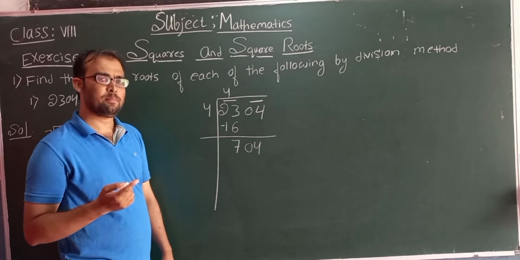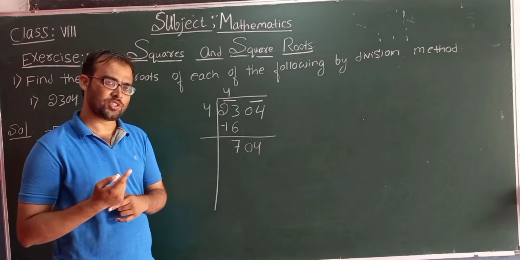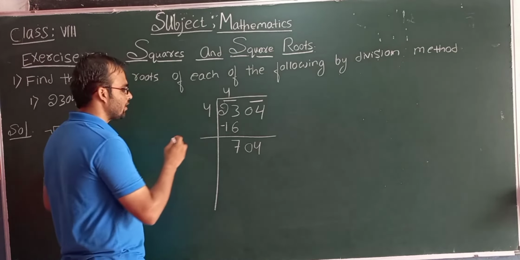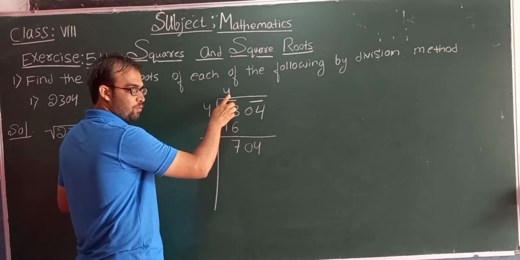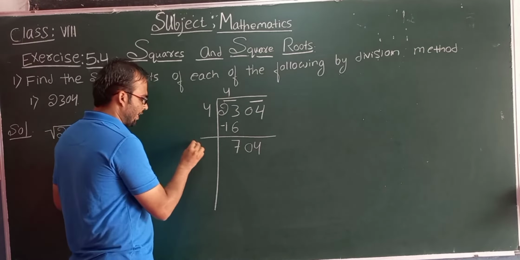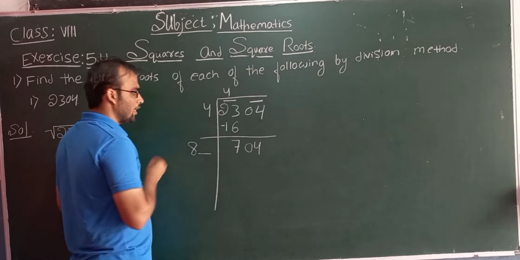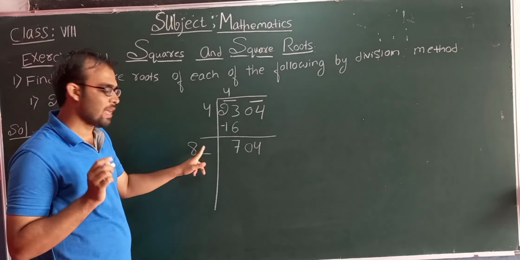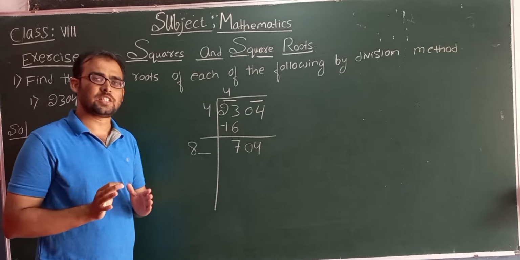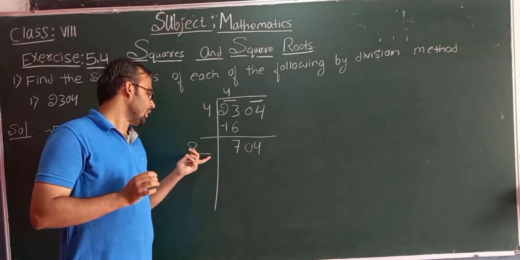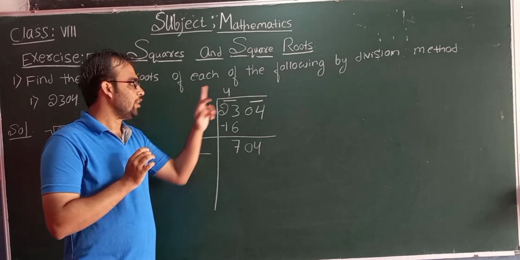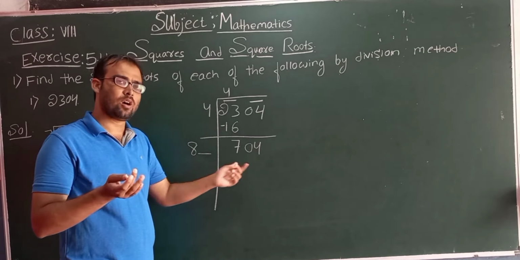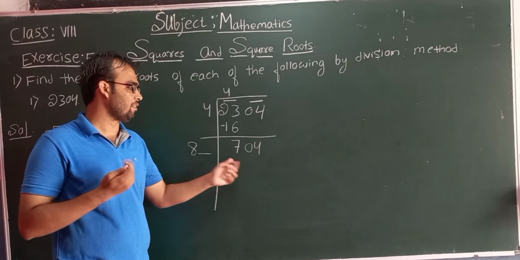Now what is the next step? We need to double the quotient and put a blank towards the right of the number. Here the quotient is 4. When we double it, we get 8. Just put the blank. Now what is the next step? We need to fill this blank with a number such that when we multiply it with the new digit in the quotient, we get either 704 or a number lesser than 704.